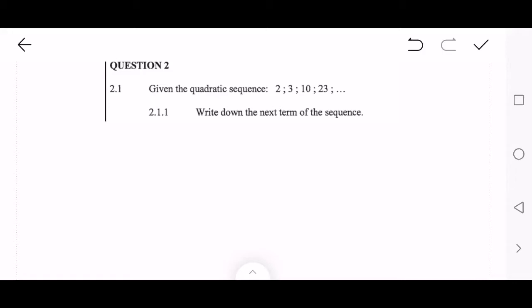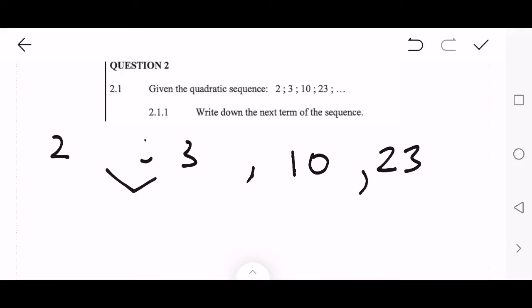Our first question says, you're given a quadratic sequence and you're supposed to write down the next term of that sequence. So we're given 2, 3, 10, and 23. So as per normal, let's get the difference between 2 and 3, that's 1. Difference between 10 and 3, that's 7. And the difference between 23 and 10, that's 13.